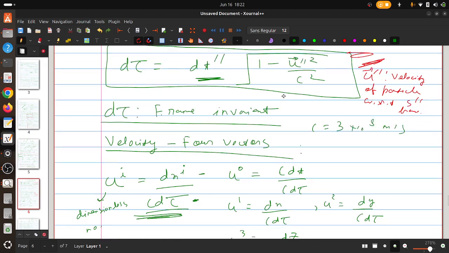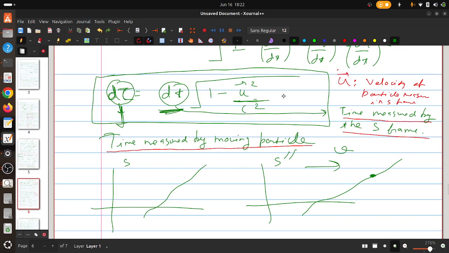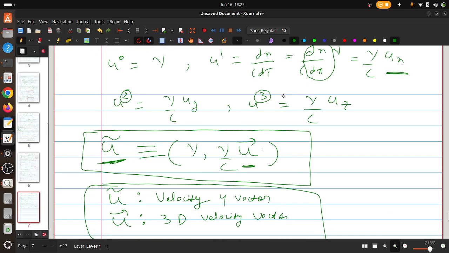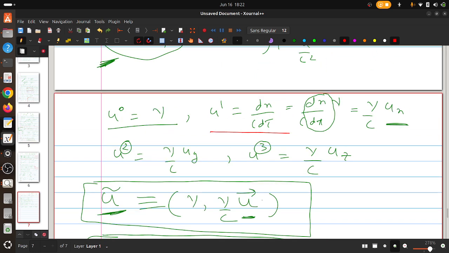Now, we have a relation for d tau in terms of dt, so we can simply plug this relation in using gamma like this. So we have our u0 as gamma. Let me use red pen. U1 is dx by c d tau, which we can write with d tau as dt by gamma. So it becomes dx by dt, which is the x component of the particle velocity. So it will become gamma by c ux. Similarly, u2 is gamma by c uy and u3 is gamma by c uz.